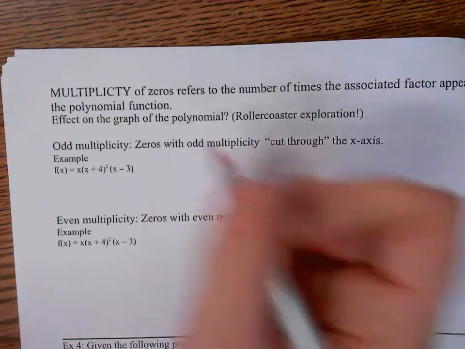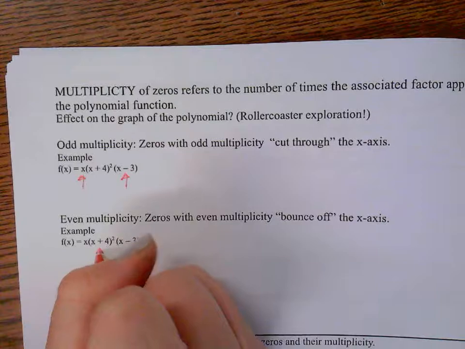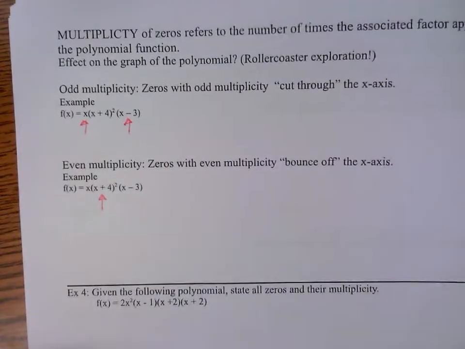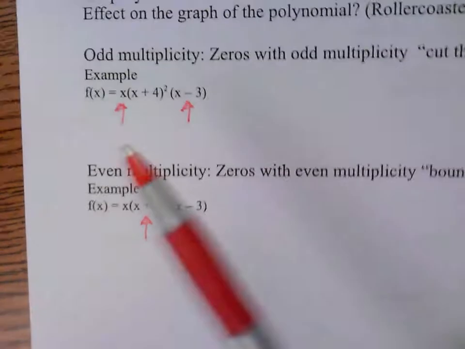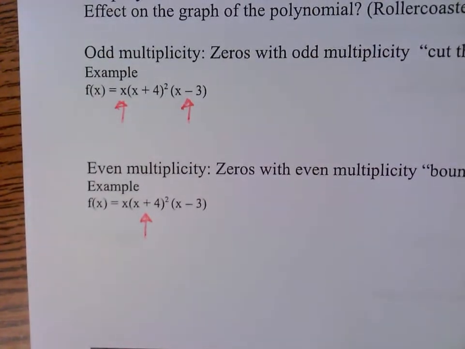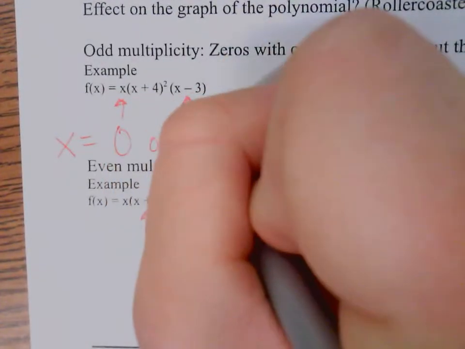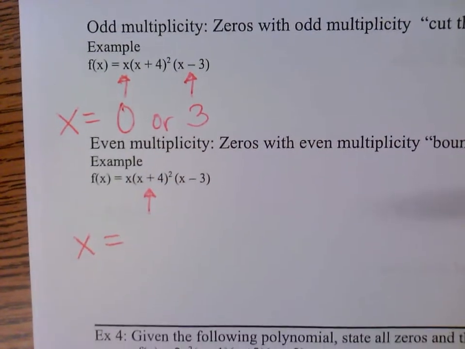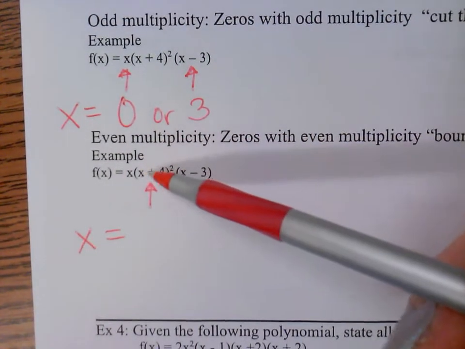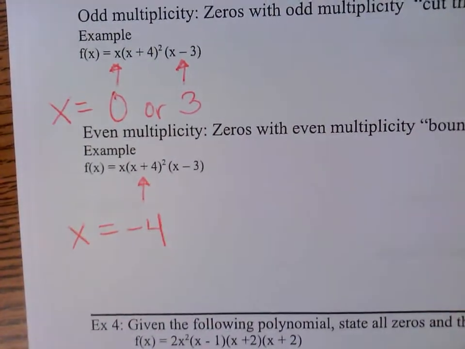And so our odd multiplicity in this example, what are my 2 x-intercepts? And my even multiplicity, what's my x-intercept? So here's factored form. We're going to do another example up here at the top. So what are the 2 x-intercepts here that I pointed to? X would have to be what or what? 0 or 3. And then what is this x-intercept right here? X would have to be what? -4.